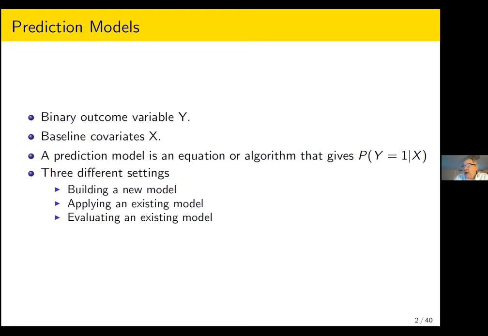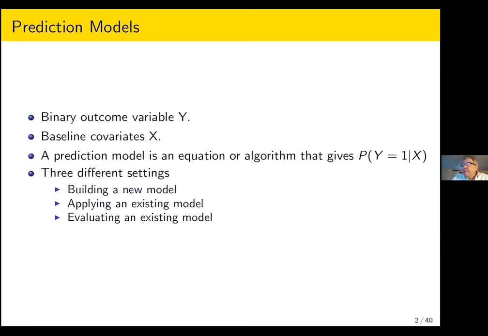Okay, so here's the setting. We've got a binary outcome variable, Y, and a bunch of baseline covariates, X. And you're interested in some model or algorithm which spits out a probability Y equals one given X. You can imagine lots of variations on this. The goal might be building that model. The goal might be helping decisions be made in a medical context, what actions to take for a patient, so actually applying it to an individual. Or what we're going to focus on: someone's already published one of these models, so you have the ability to make that predicted probability. How do you evaluate how good their model is on a different data set?